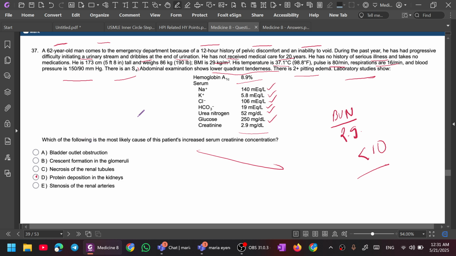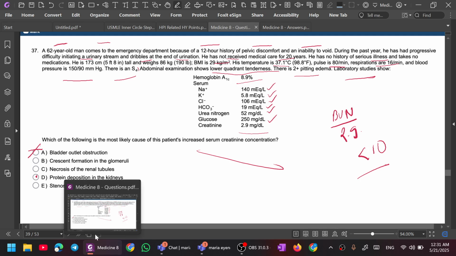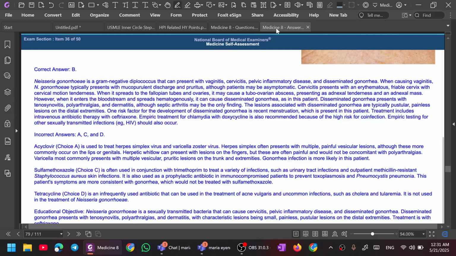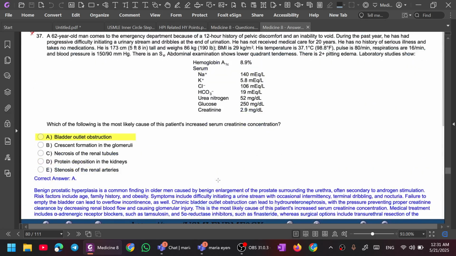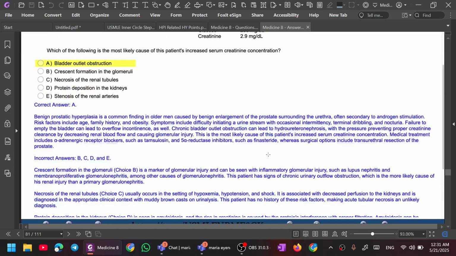It is benign prostatic hyperplasia. Benign prostatic hyperplasia is a common finding in older men caused by benign enlargement of the prostate surrounding the urethra, often secondary to androgen stimulation. Risk factors include age, family history, and obesity. Symptoms include difficulty initiating urine stream with occasional intermittency, terminal dribbling, and nocturia. Failure to empty the bladder can lead to overflow incontinence as well.